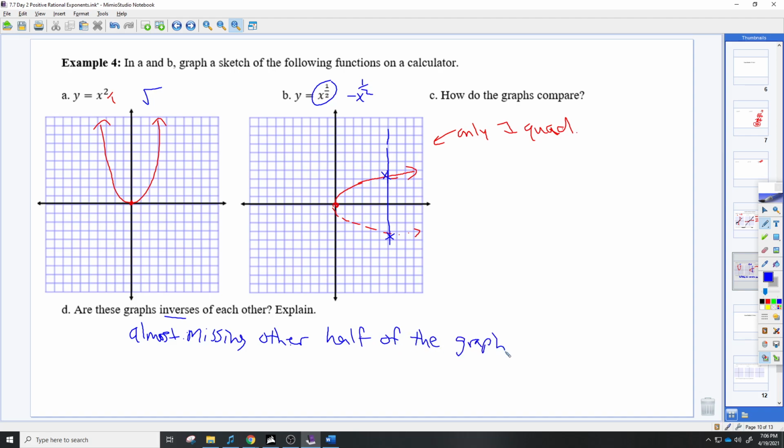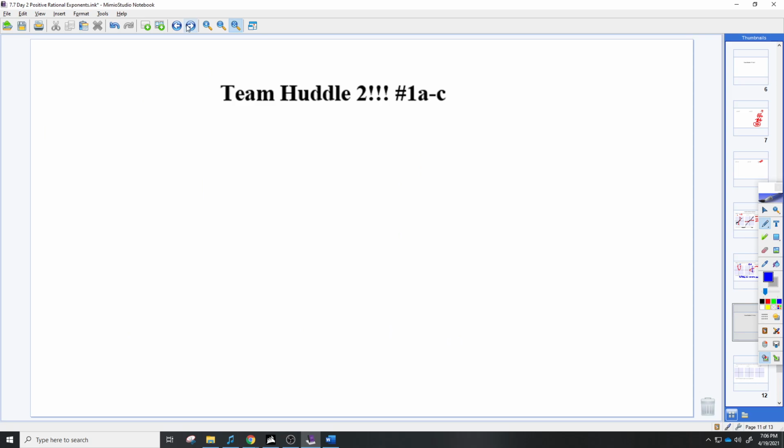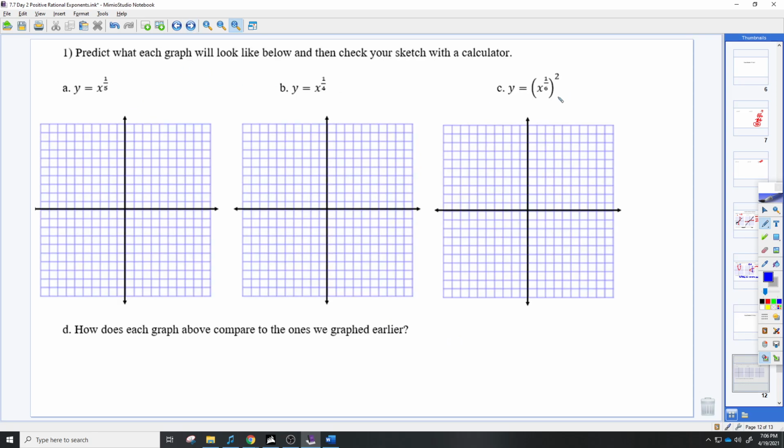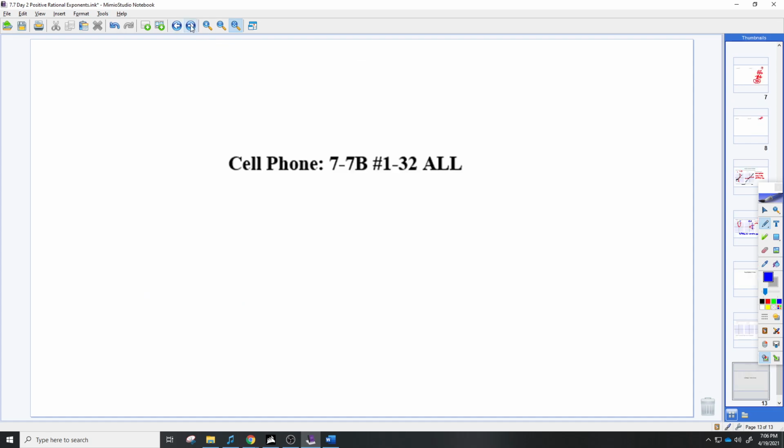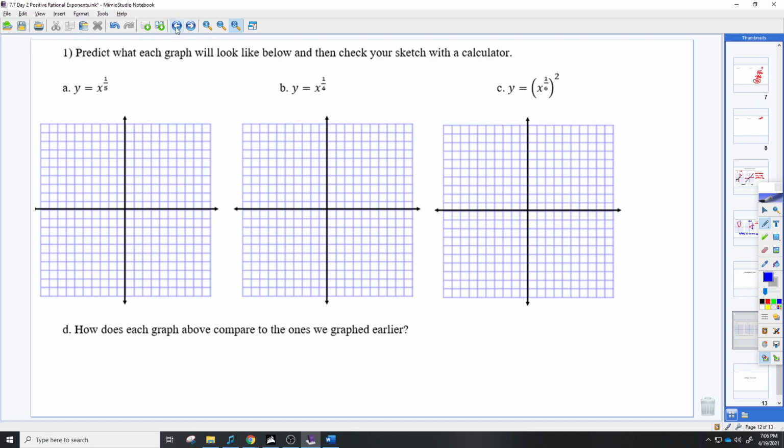So there is a huddle for you to try. You're just putting some different ones in and doing sketches and a comparison of what they are compared to the ones we did before. So we're going to do 1/5, 1/4, and then see what this one looks like. That'll be it. Now we'll finish 7.7. This is day 2. There's only one more section left in this chapter.